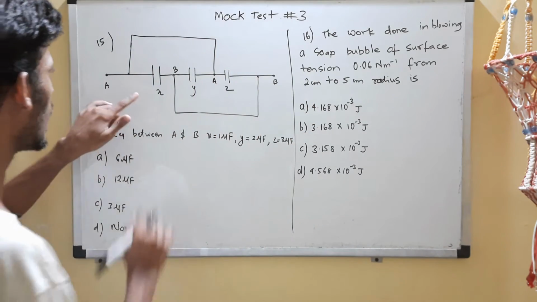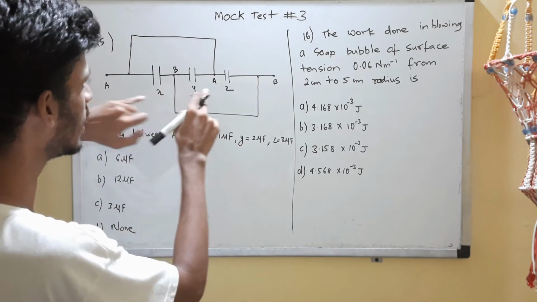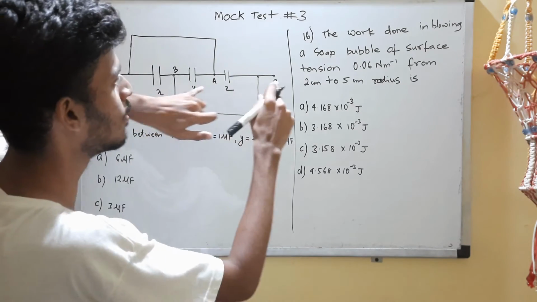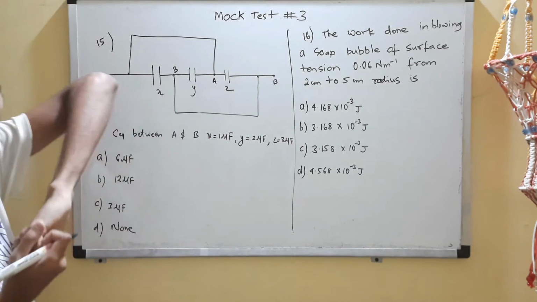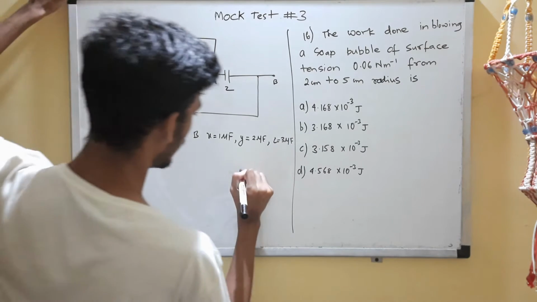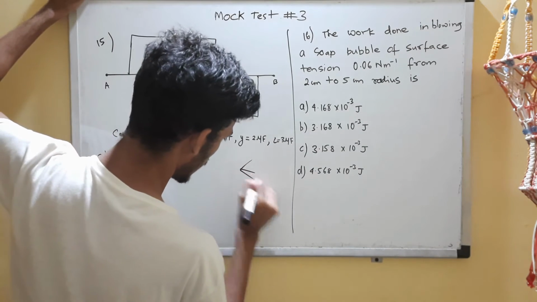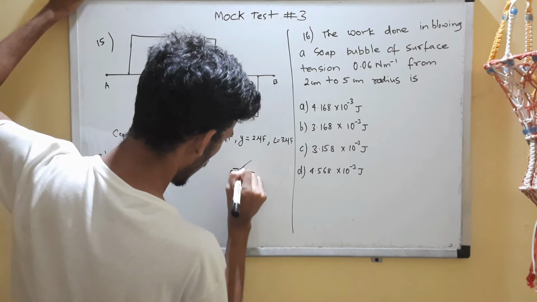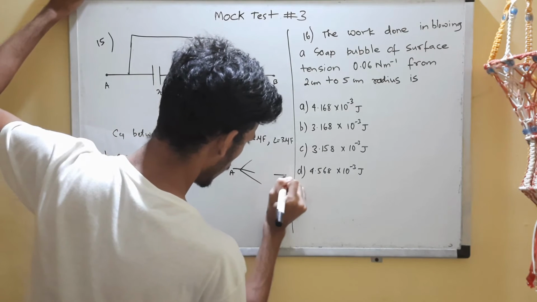So if you see, X is connected between A and B, Y is also connected between A and B, Z is also connected between A and B. So here the connection is somewhat like this. Here is point A and here we have point B.